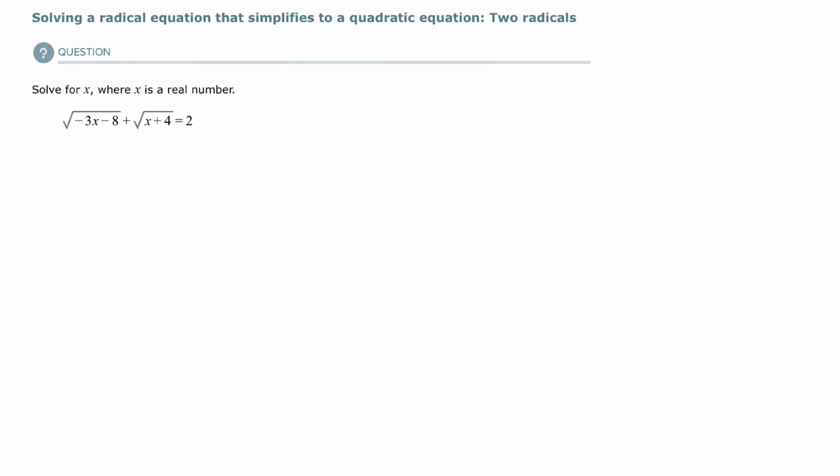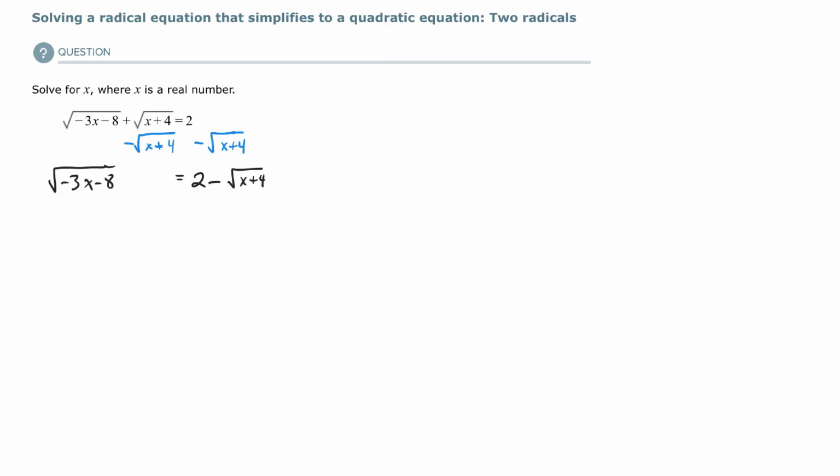Solving a radical equation. I'm going to solve for x here. And the first step in solving a radical equation is to isolate a radical on one side. Let's subtract the square root of x plus 4 on both sides of the equation. It's nice and balanced. We get a new equation. The square root of -3x minus 8 is now equal to 2 minus the square root of x plus 4.